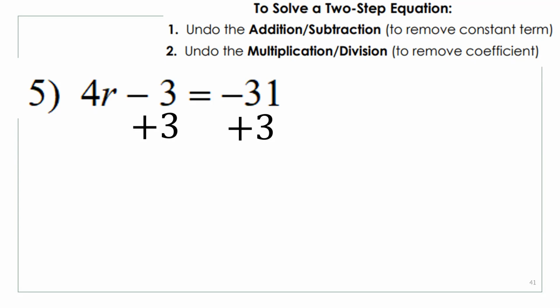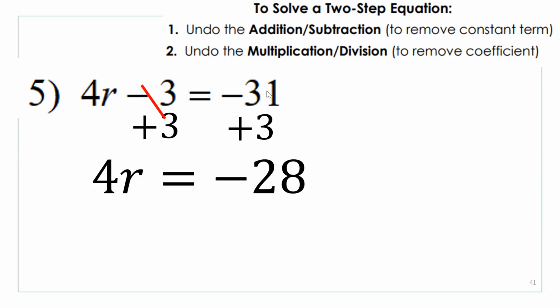So here we go. You should add 3 to both sides. So 4r you would bring down. -31 plus 3, you get -28. Now we got rid of addition and subtraction. Now we move on to multiplication or division. So in order to get rid of multiplying by 4, we're going to divide both sides by 4. r equals -7. Two steps.